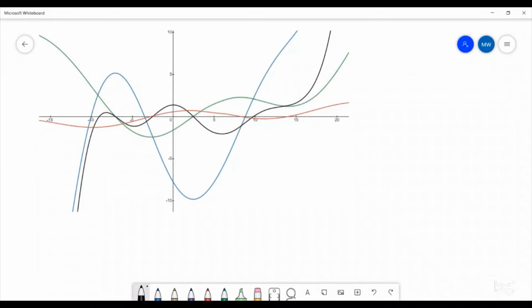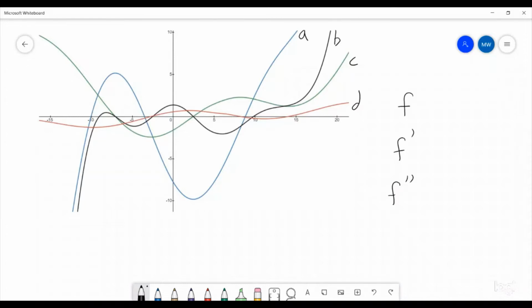So all of these functions, I'm going to label this one A, this one B, this one C, and this one D. So we are trying to figure out which of these is our function f, which one is our function f prime, which one is our function f double prime, and one is a distraction. Okay, so one of these is not going to get used. So we're going to try and figure out how we could identify which function is which.